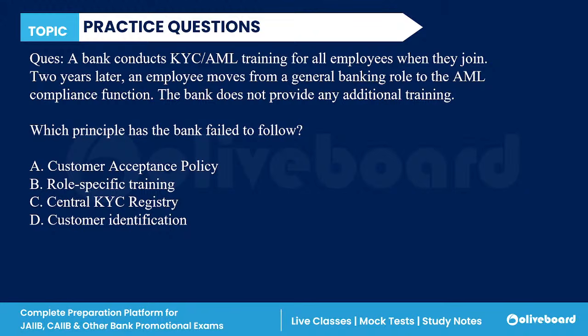Very simple. Everyone, please start answering this question. This is such a simple question for all of you. Which principle has the bank failed to follow in this case? Obviously, the role specific training. So B is the correct answer.